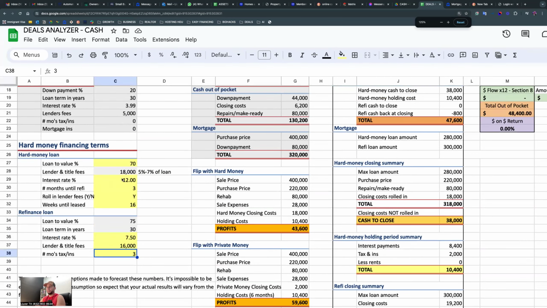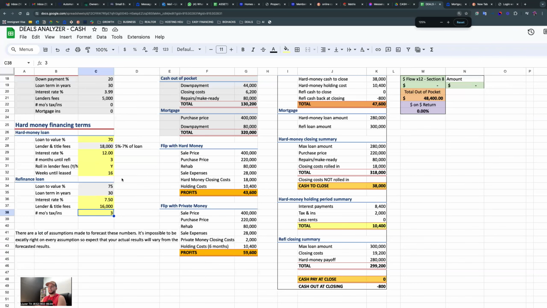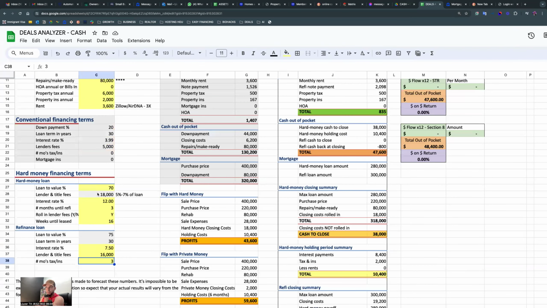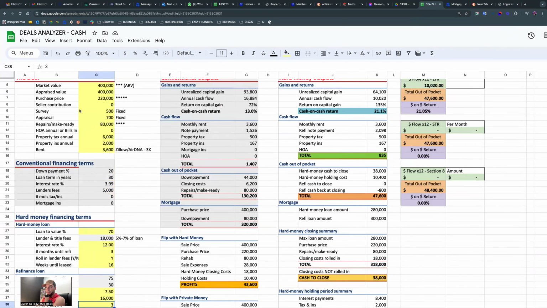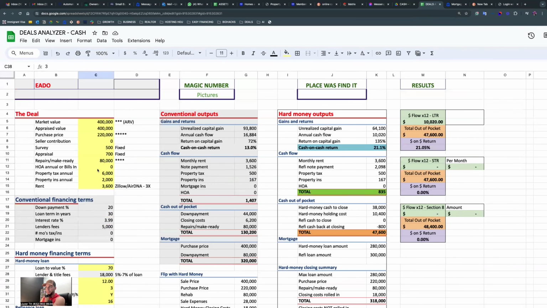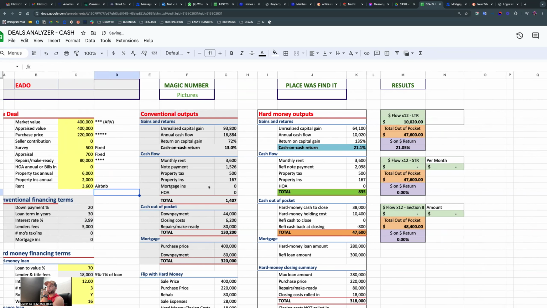So we have everything from the first column. The yellow areas are the areas that you can change. You can input your value. Now you have everything, numbers to play with here. I always put comments. For example, in this specific scenario, rent was based on an Airbnb, for example. Okay, so let's jump to the third column.